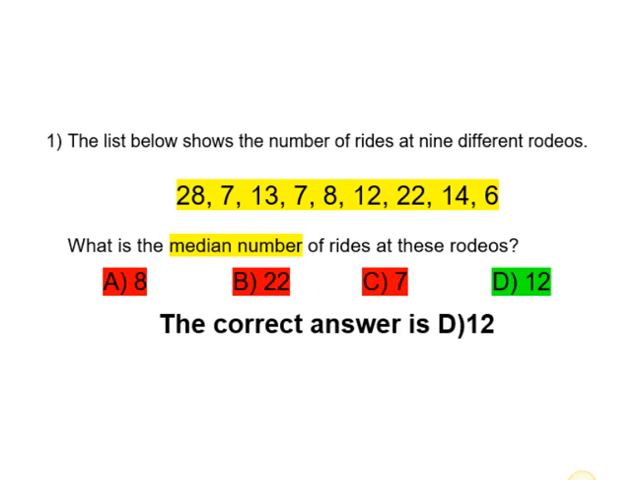Now that we were able to cancel out the wrong answer choices, we are left with the correct answer, which is 12. The median number of rides at these rodeos is the number 12. Let's move on to number 2.